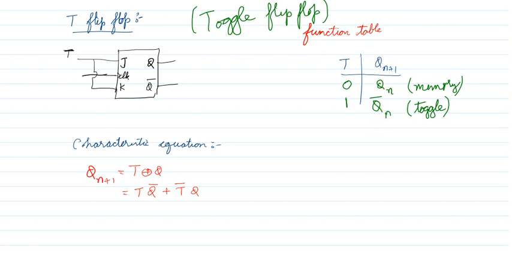Right? So the characteristic equation can be given as T XOR with Q. So T Q bar, I can write Qn, that's the correct way to write. T XOR with the past value of the output. So XOR I have expanded. Using this expression also, you can fill this table. This equation is called the characteristic equation because this equation decides the output, how the output depends on the input and past output. Okay, this is called a sequential circuit.